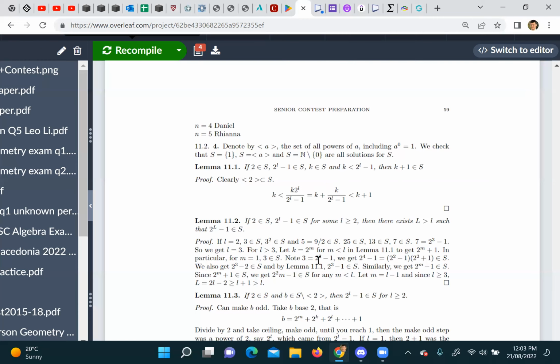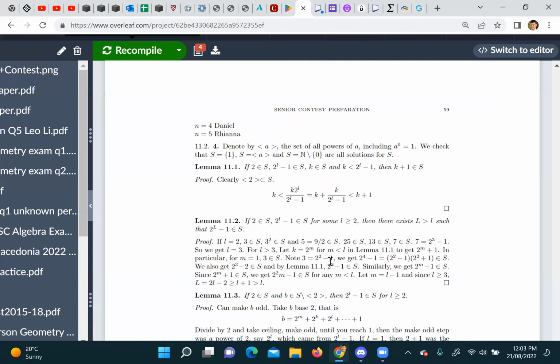So 3 is your 2 squared minus 1, right? And you times that by 2, so you get 2 cubed minus 2. And then you plus 1, you get 2 cubed minus 1. And so then you get 2 to the m minus 1. You just keep going up. You get 2 to the m minus 1 for all the m less than L.